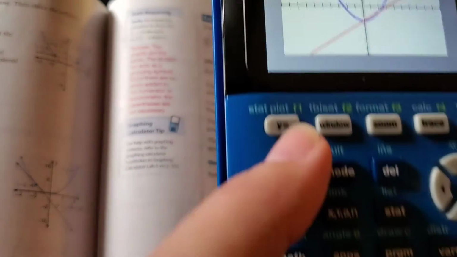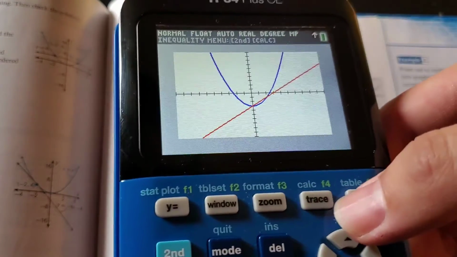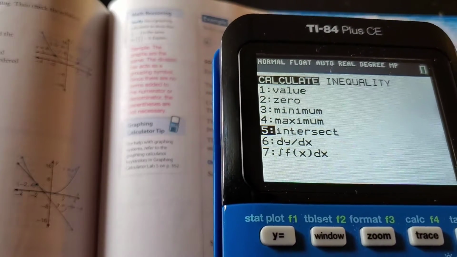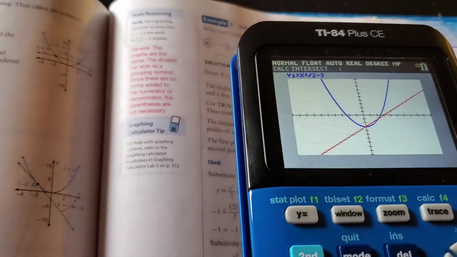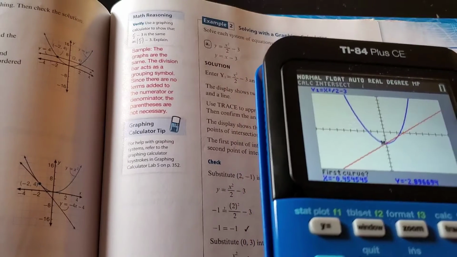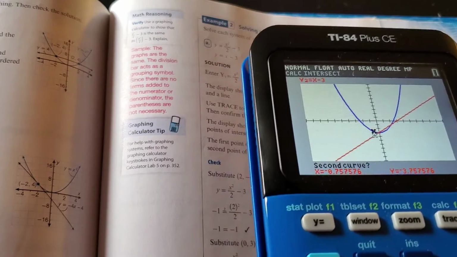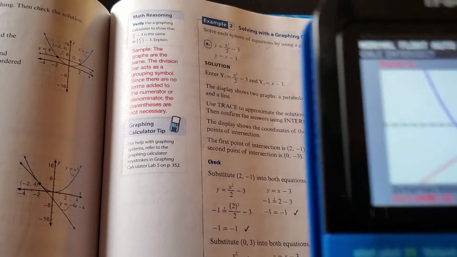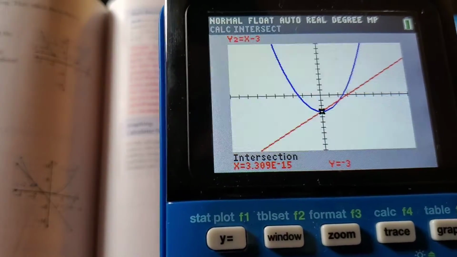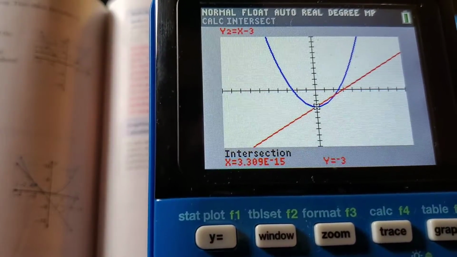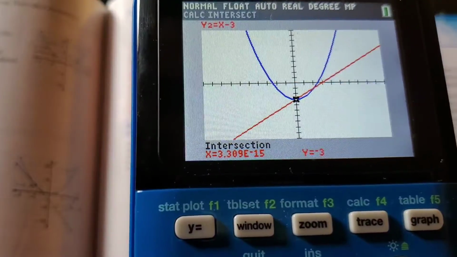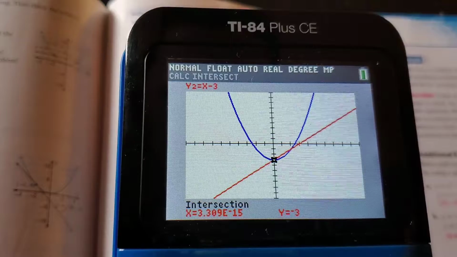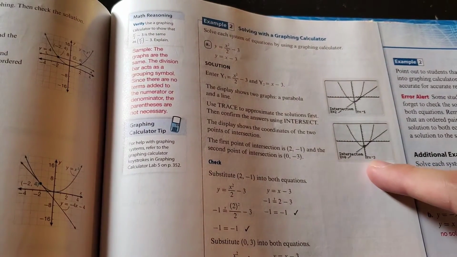How? Again, we're going to press second trace and go to intersect, where the lines intersect. They're going to ask us, where is the first curve? This is the first curve. Where's the second curve? This is the second curve. We press enter, and it told us the intersection that is closest, right? So the intersection I got is 3, negative 3. Your book got 0, negative 3.